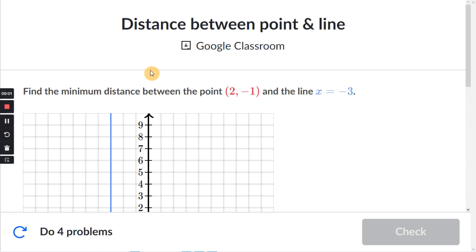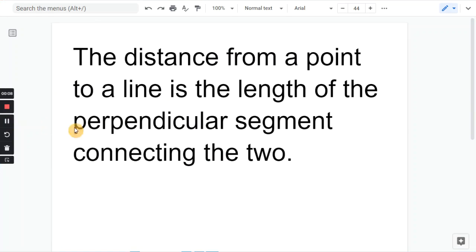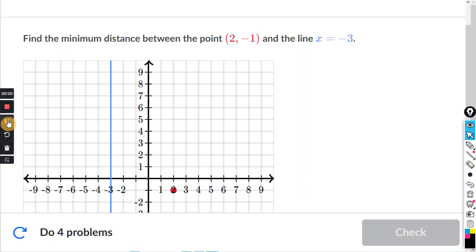This will be for the con exercise, distance between point and line. So if I can sum it up into one sentence, the distance from a point to a line is the length of the perpendicular segment connecting the two. So they want us to find the minimum distance between the point (2, -1) and the line x equals -3.